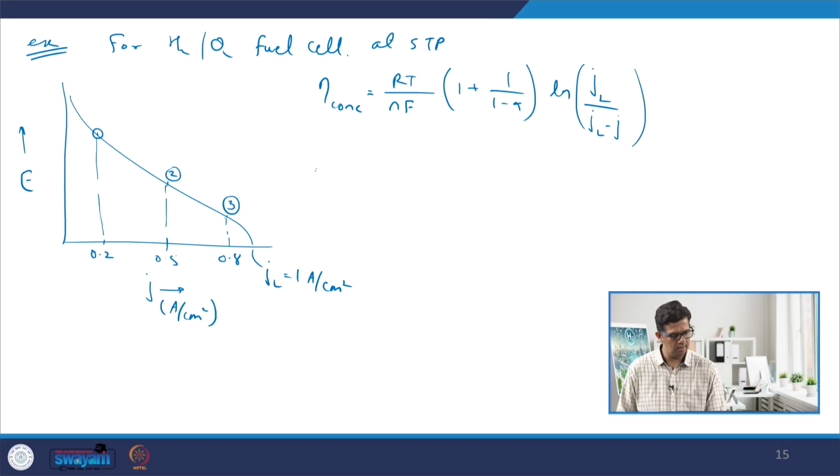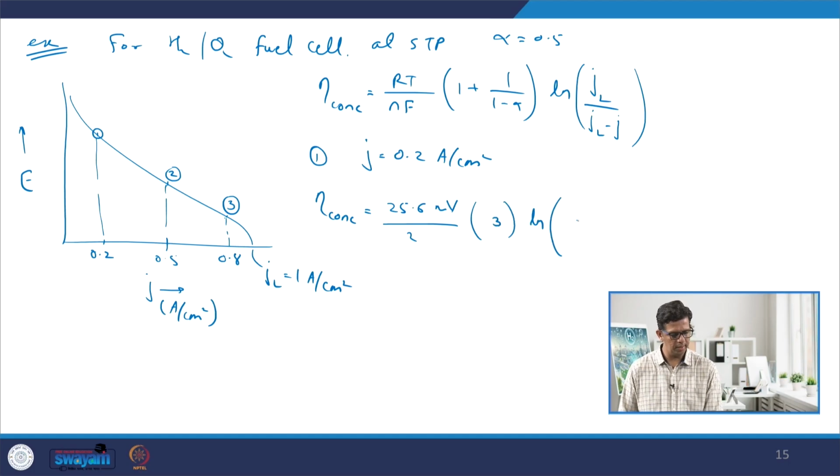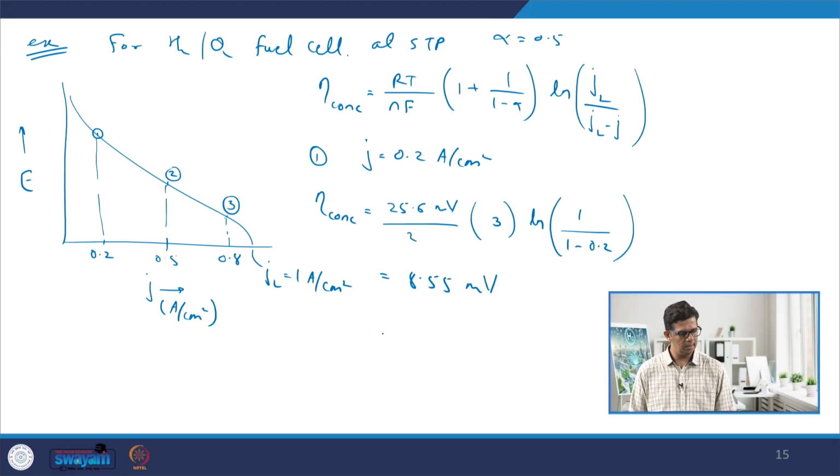Right. Let's substitute for point number 1. Current density is 0.2 amps per centimeter square. So concentration losses will be, we know RT by F is 25.6 millivolt. So n is 2 for hydrogen oxygen fuel cell. Let's take alpha as 0.5. So this becomes 3. Ln of JL is 1 amps per centimeter square, 1 minus 0.2. So this comes close to 8.55 millivolt. This is the first case.